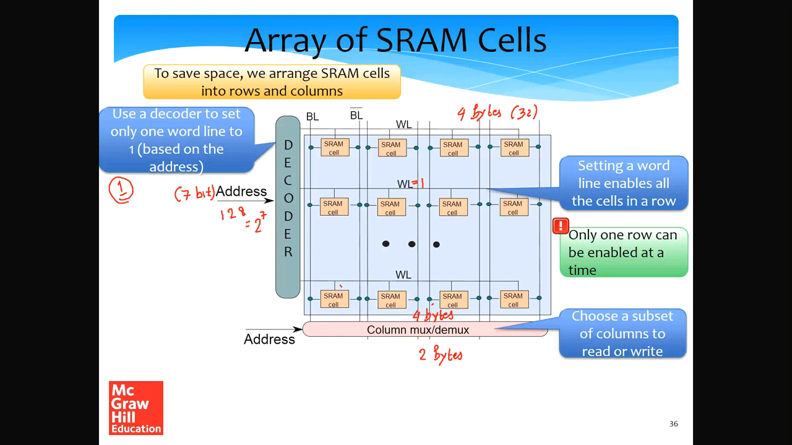For example, if we just want to enable this and this, then the multiplexer will only ensure that the outputs of these cells actually flow out of it.